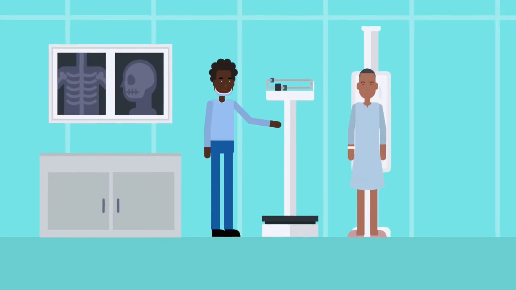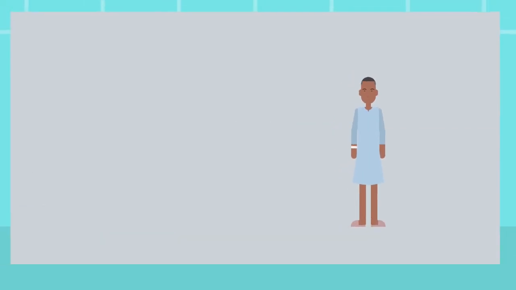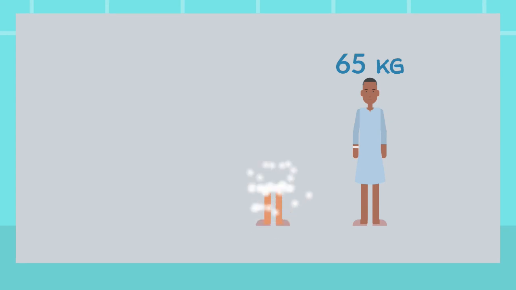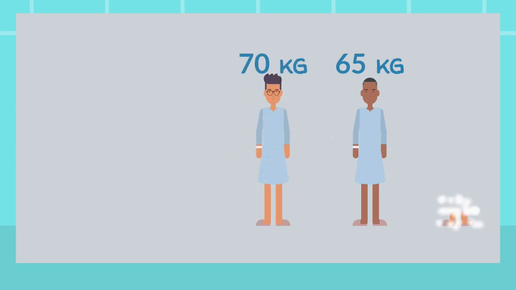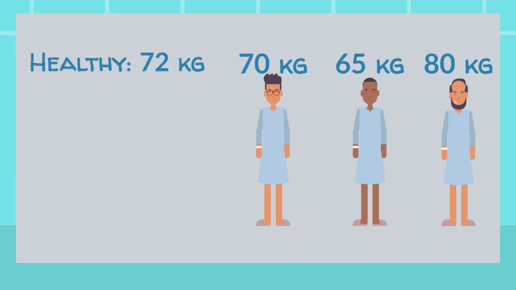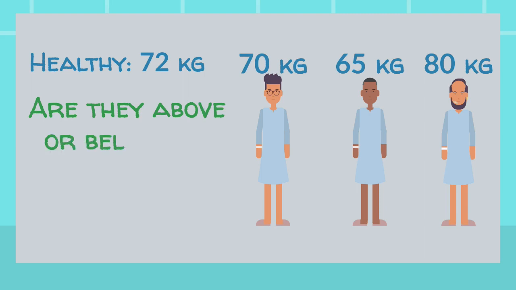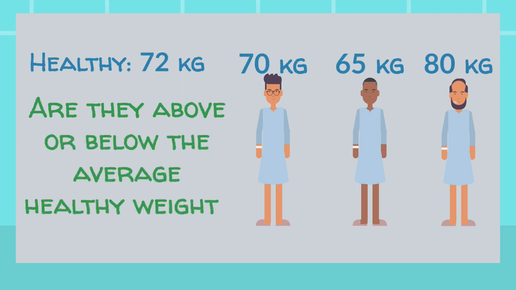Kaji weighs 3 patients with weights of 65 kilograms, 70 kilograms, and 80 kilograms. A healthy weight for their age is 72 kilograms. As a group, are they above or below the average healthy weight?